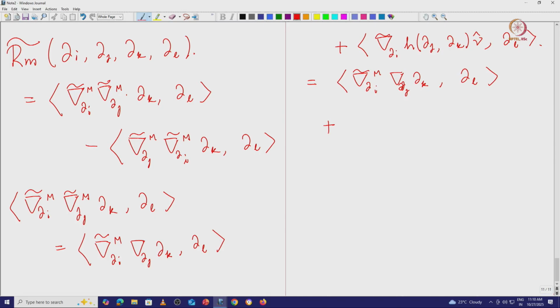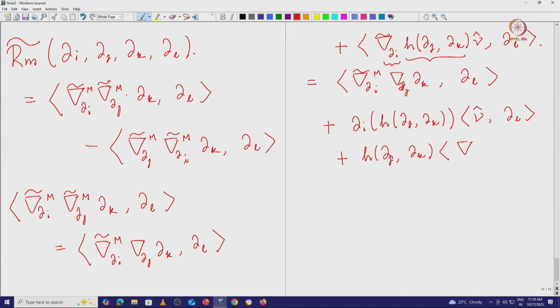For the second term I use product rule. So the first thing will be when this del I term hits this, so you will have del I of the second fundamental form times this, plus you will have the second fundamental form term times this. Okay. Now this term is going to be 0. Why? Because nu hat and del L are orthogonal to each other.